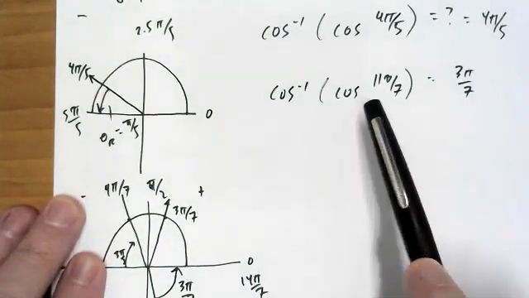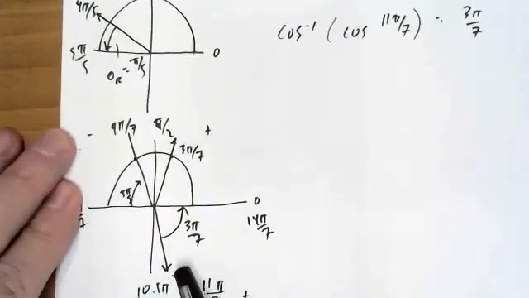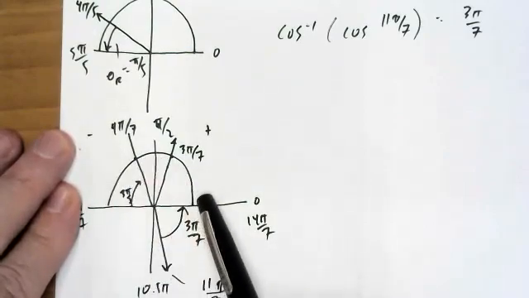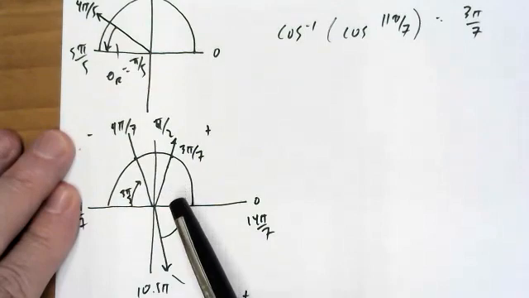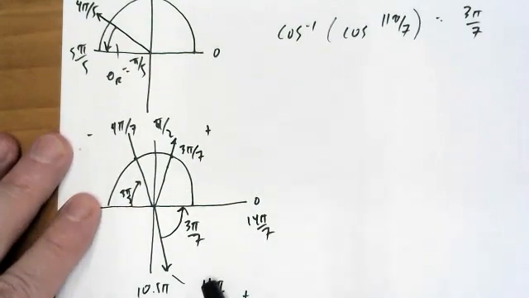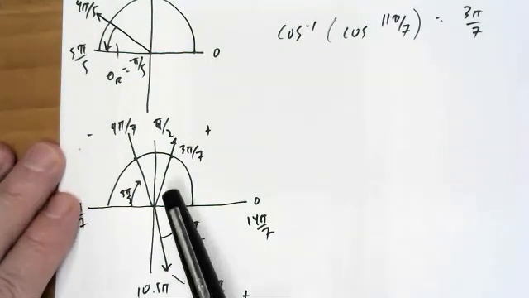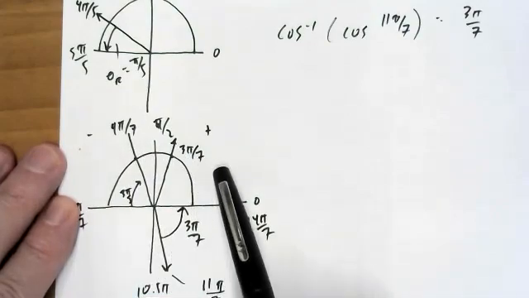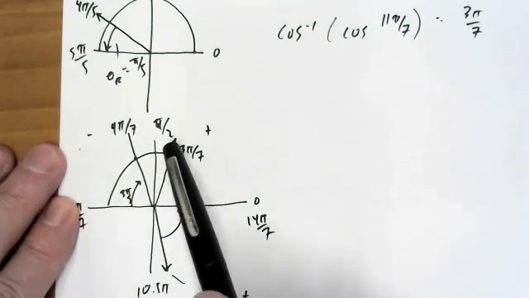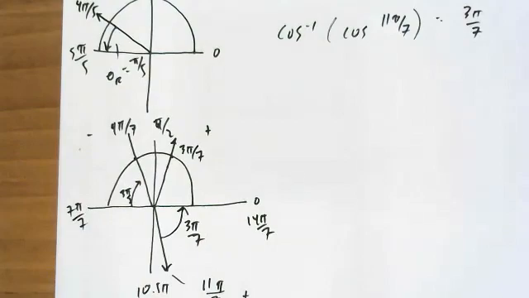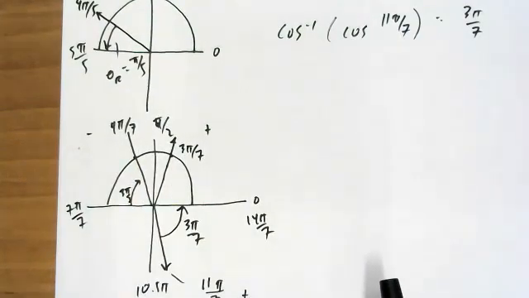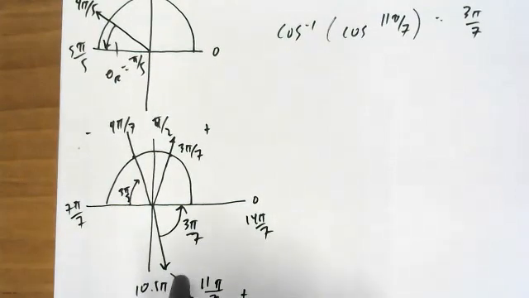11 pi over 7. Here's the original 11 pi over 7 angle. It's not in my allowed region. Therefore, I go find the reference angle. I found the reference angle to be 3 pi over 7. Based upon that, I plot the 2 reference angles in the allowed region, 3 pi over 7, 4 pi over 7. I say, well, which one of these is the answer? Well, it's the one with the same plus or minus as my original angle.